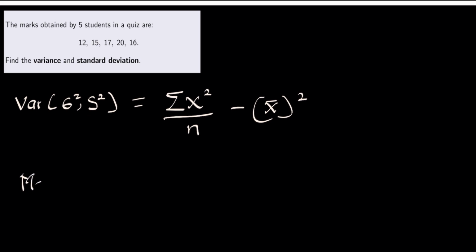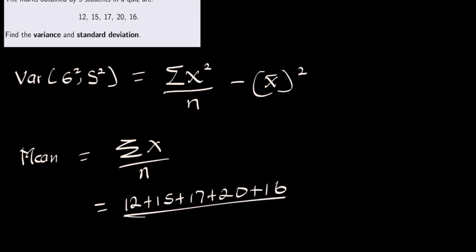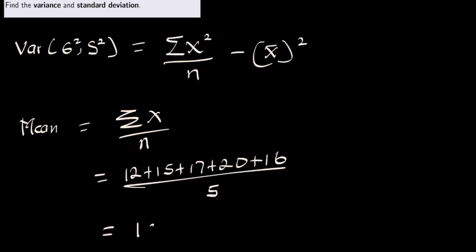So the mean is also defined to be sigma x on n, and thus we are going to have 12 plus 15 plus 17 plus 20 plus 16 on n, where n is the number of points, and so here we have n to be 5, and so our mean is 16.